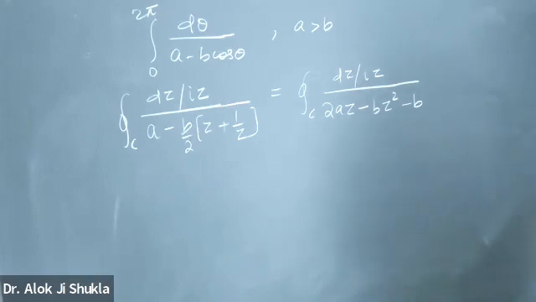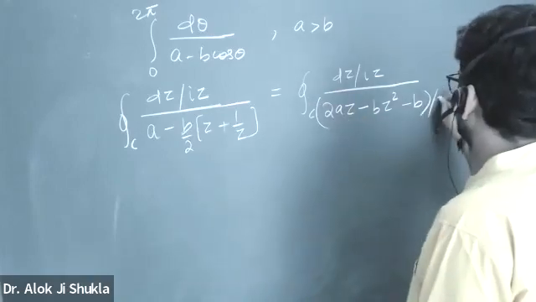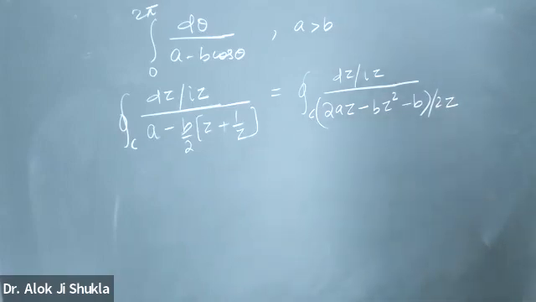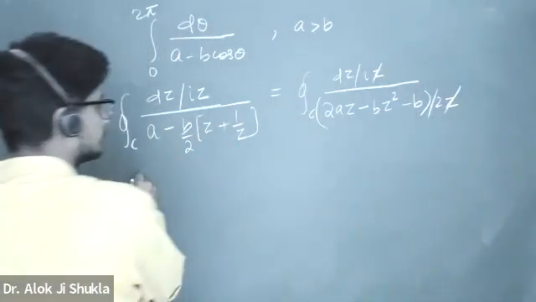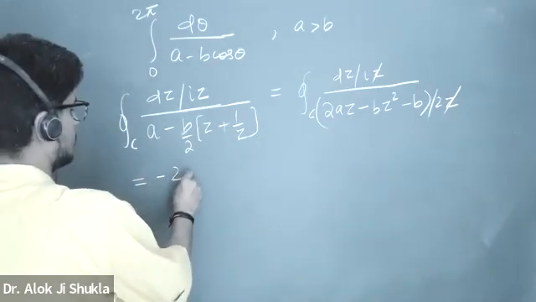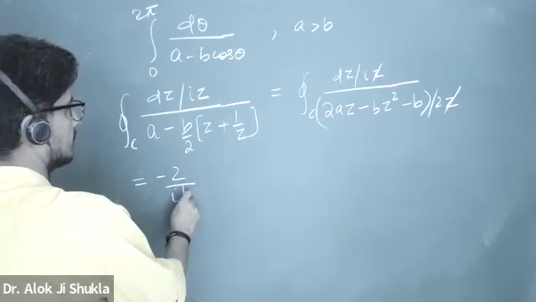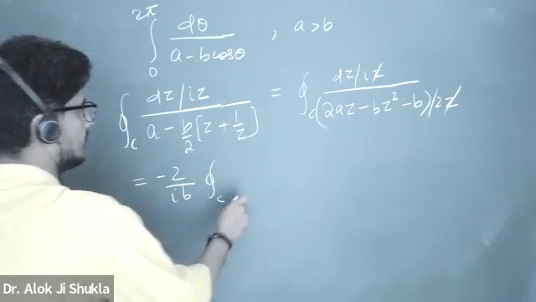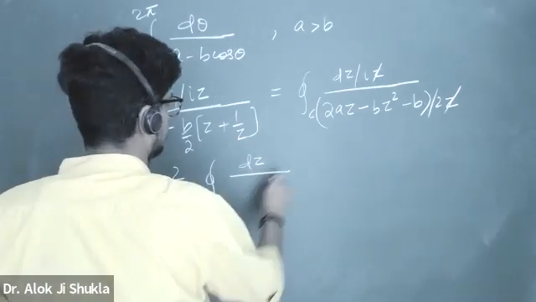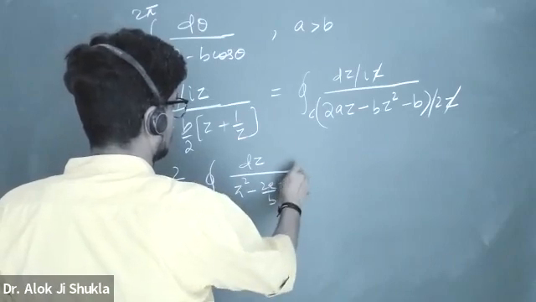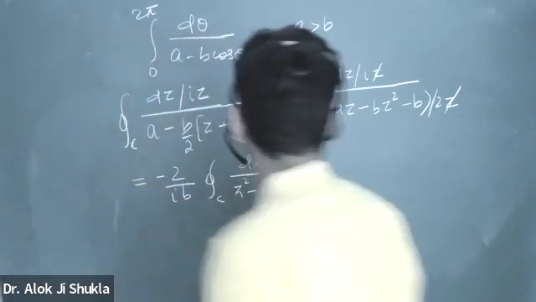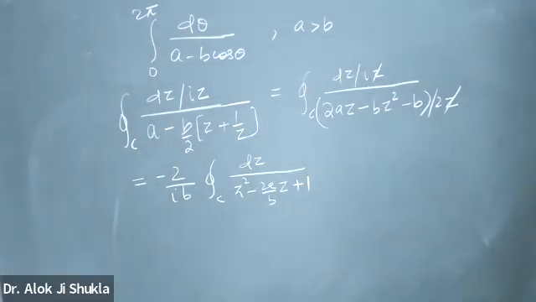And upon 2z, z and z cancel, and you get here minus 2 by ib, closed integration C, dz upon z square minus 2a by b z plus 1. Is this okay?